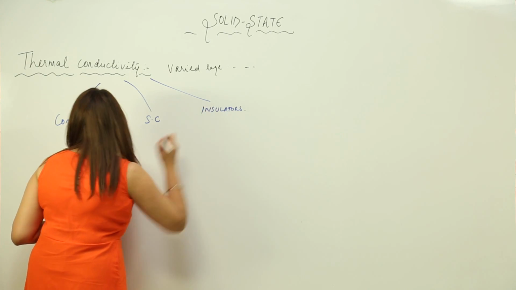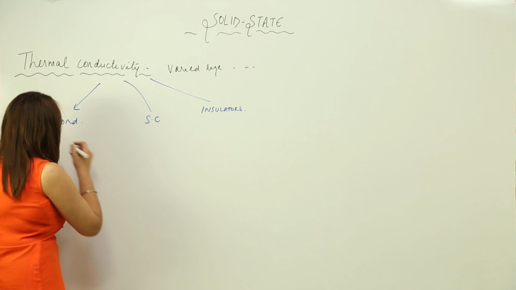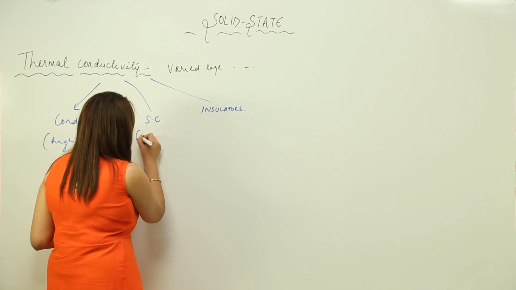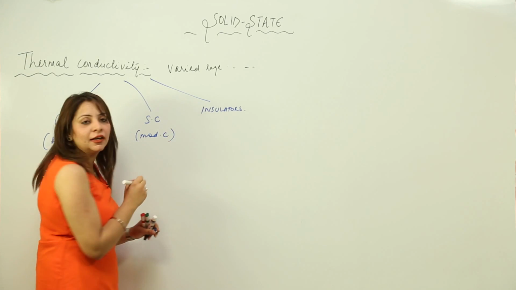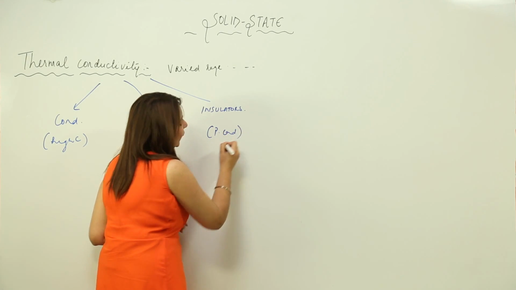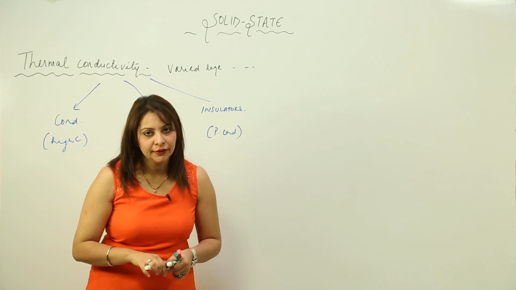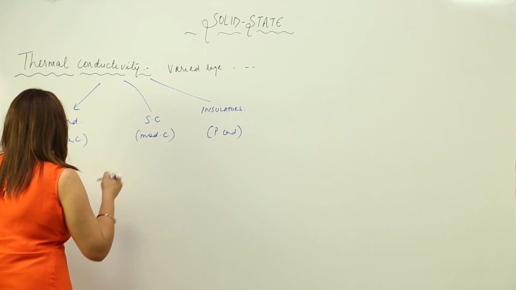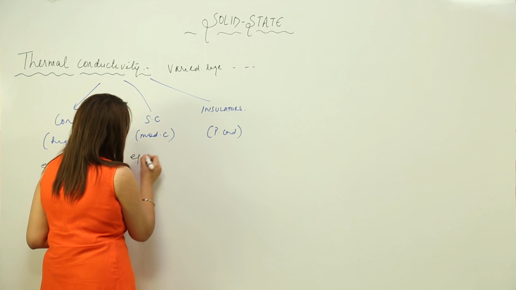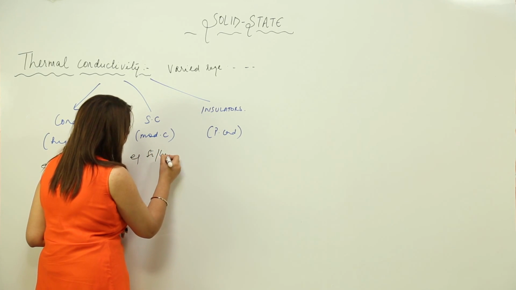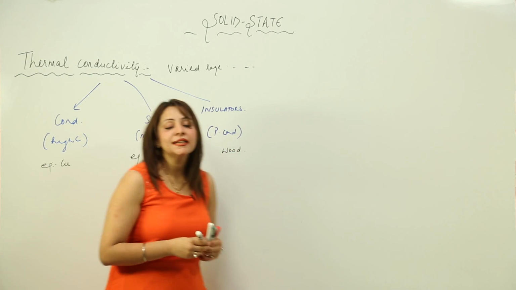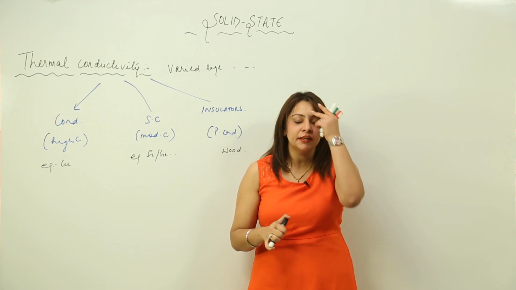So what are actually conductors? Conductors are those which have high conductivity. Semiconductors are those which have moderate conductivity, and insulators are those which are very poor conductors, or you can say their conductivity is too poor, right. So let's focus on the examples. Conductor, suppose it's copper. Semiconductor, suppose we have silicon, germanium, etc. Insulators like wood, right.